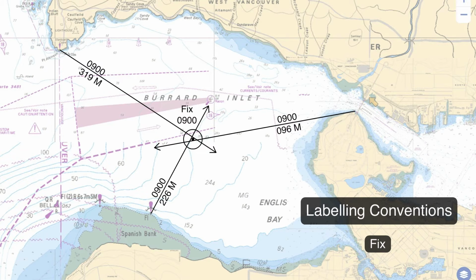Here we see a 3 LOP fix. Each LOP is labeled with the time and the bearing. The fix is marked with a full circle with a dot in the center and the time and the word fix. Here is the same fix without the LOPs themselves being labeled, but we still see the circle and the time of the fix. The word fix is also omitted as it is obvious that this is a fix due to the intersection of the LOPs.